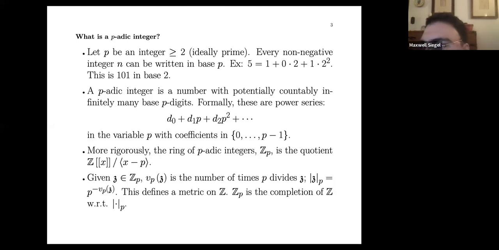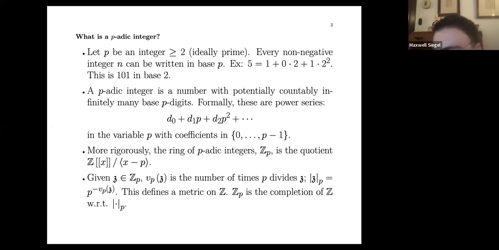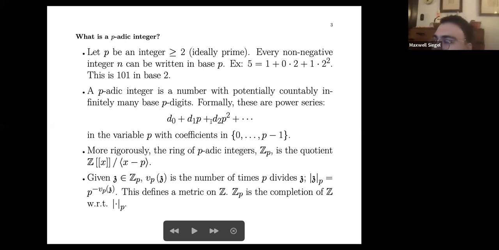So just as a review, in case you don't already know, here's a brief crash course on what a p-adic integer is. As is well known, given a number p greater than or equal to 2, we can write every positive whole number in base p. For example, 5 in base 2 is this. Morally, a p-adic integer is then a number that is allowed to have potentially infinitely many digits in base p, and we can think of these as formal power series in the variable p.